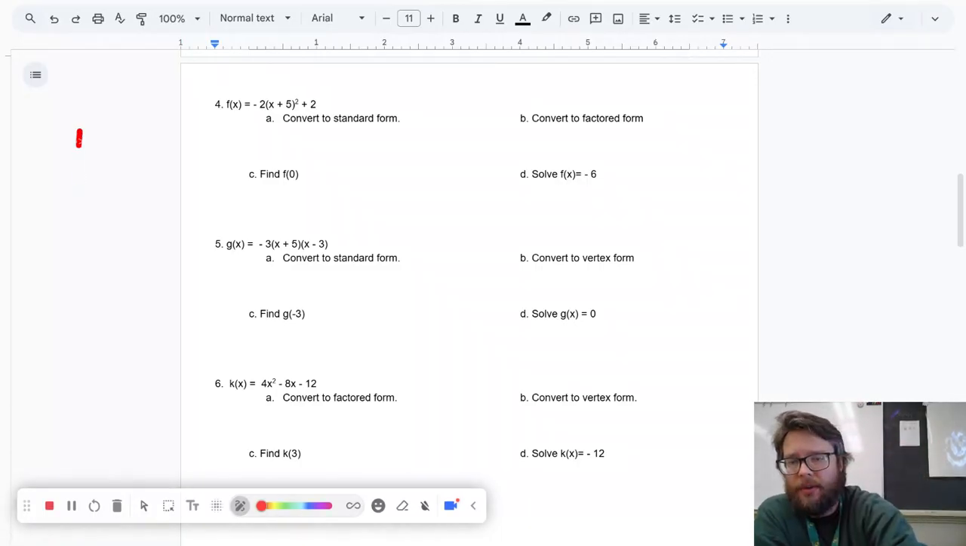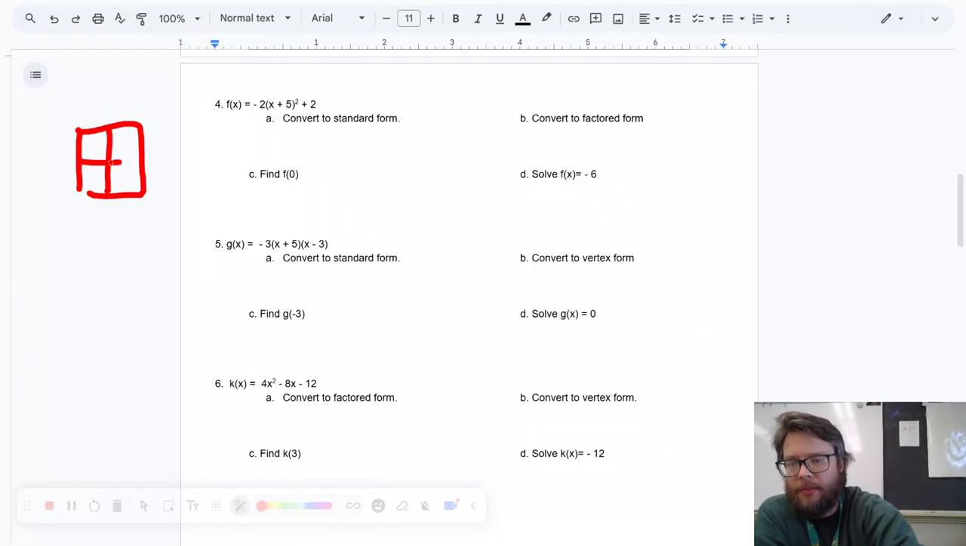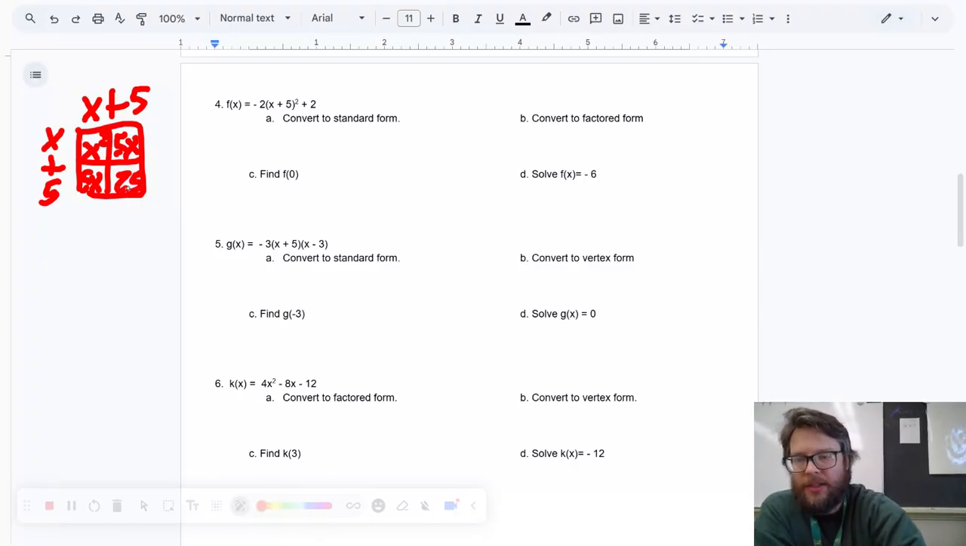So converting to standard form means I've got to do my little box for x plus 5 times x plus 5. Some of you guys don't even need the box anymore because you've done a bunch of these, and so if you don't need the box, go for it. I just get worried sometimes when I see people skipping steps. Sometimes they forget about the 10x.